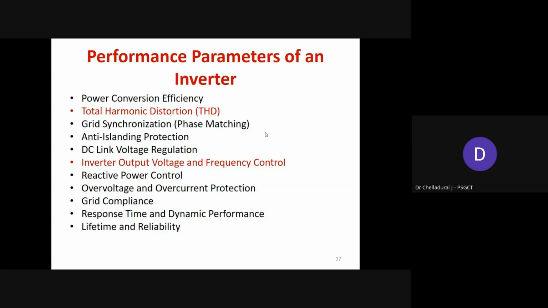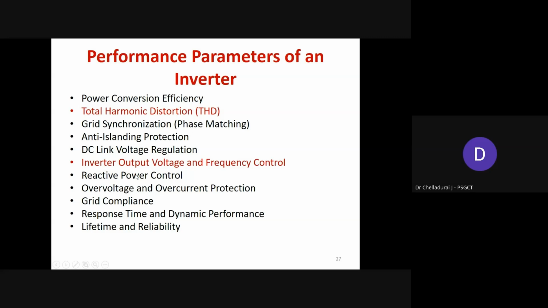Then, performance parameters of any voltage source converter or a general inverter, a number of performance parameters are available, like power conversion efficiency, amount of harmonics injected into the network, then grid synchronization capability, then anti-islanding protection, then DC link voltage regulation, then inverter output voltage and frequency control, the reactive power control, then over voltage and over current protection, grid compliance, response time and dynamic performance, lifetime and reliability.